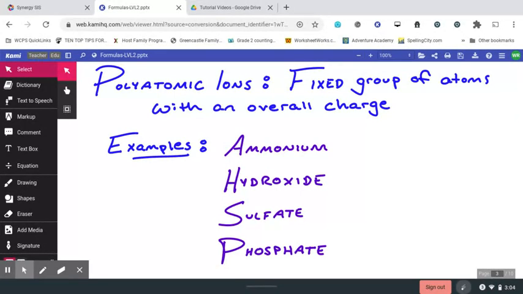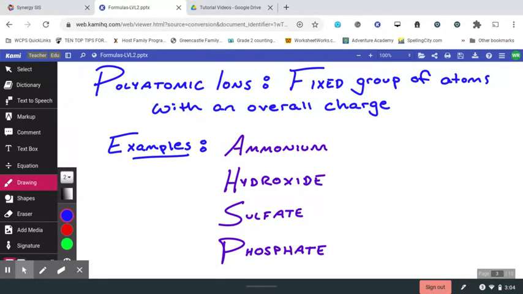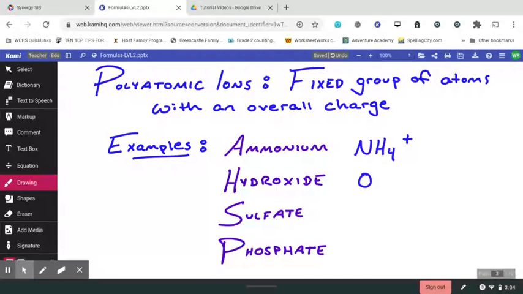Now, most of them are anions, but some do show up as cations. The most common here is ammonium. Ammonium is one nitrogen and four hydrogens with an overall positive charge. Hydroxide shows up a good many times. That's an oxygen and a hydrogen with an overall negative charge. Sulfate is SO4 with a -2 charge, and phosphate is PO4 with a -3 charge.